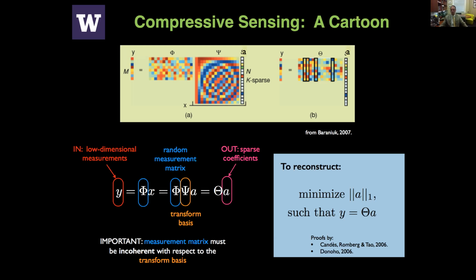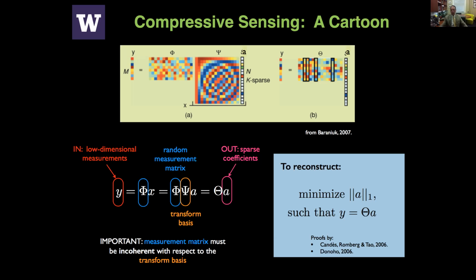So the idea is the following, this is a cartoon by Richard Baraniuk. Baraniuk's fantastic. He wrote a really nice little tutorial paper on this. And the idea is the following. I have a signal. What does it mean for a signal to be compressible? It means there's a basis in which it is compressible.